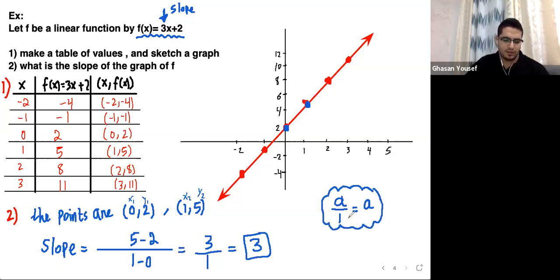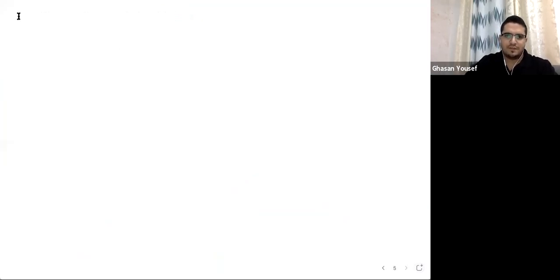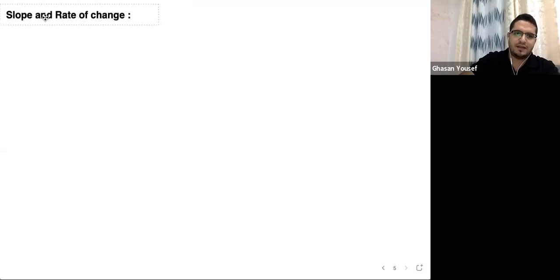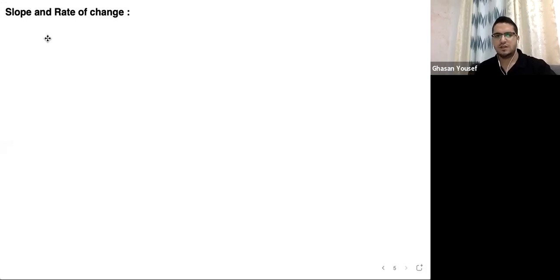Okay, now the third example for this section is slope and rate of change. What is the relation between the slope and the rate of change in the linear function? So here, slope and rate of change. There is a relation between slope and rate of change. I mean, the rate of change is the same as the average rate of change. So what is the relation between the slope and the rate of change?